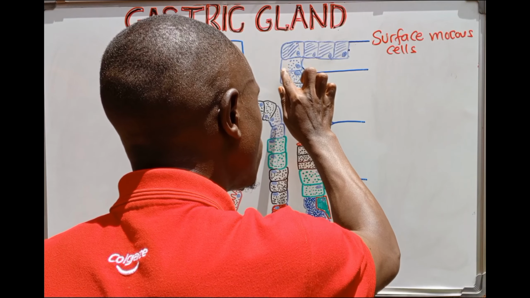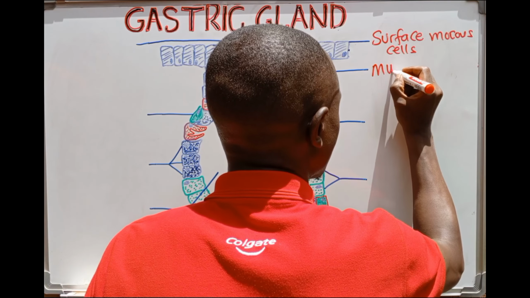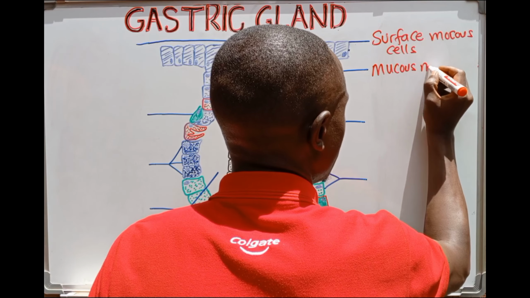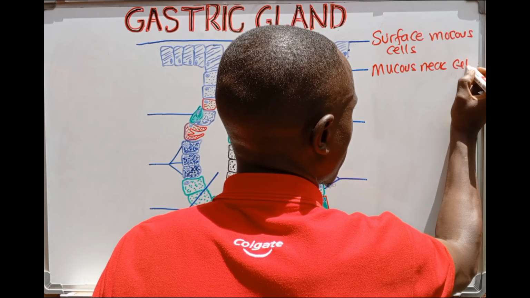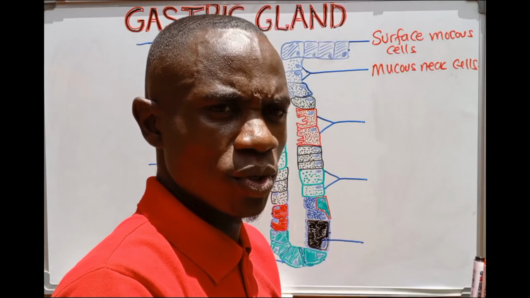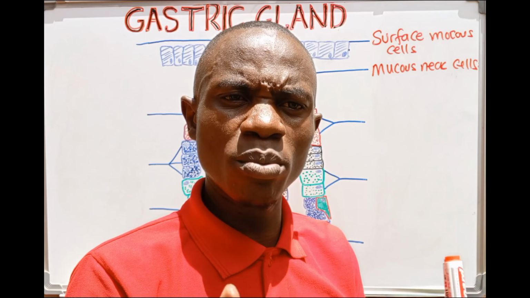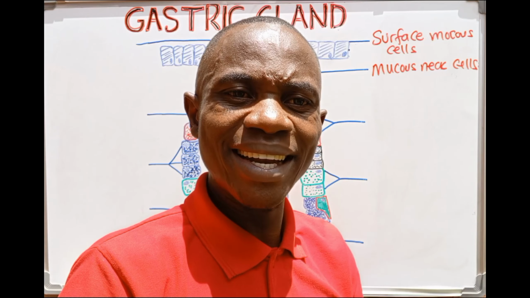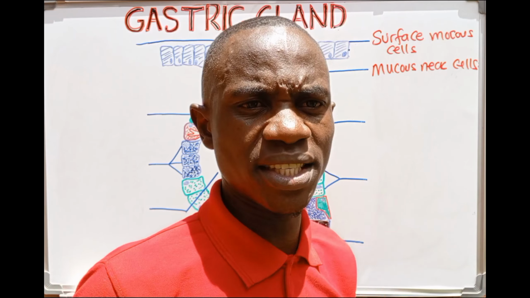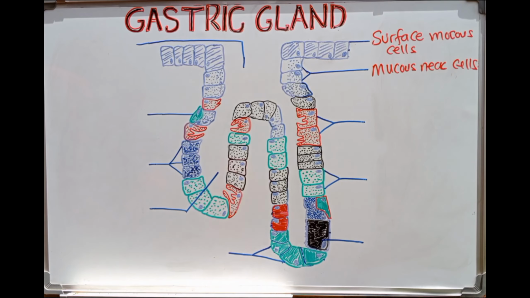Now we also have these cells here. How do we call these cells? These cells are the mucus neck cells. These cells are also very important in producing mucus and bicarbonate, to make a thick mucus barrier that protects the stomach wall from being digested by hydrochloric acid. They are such beautiful cells.